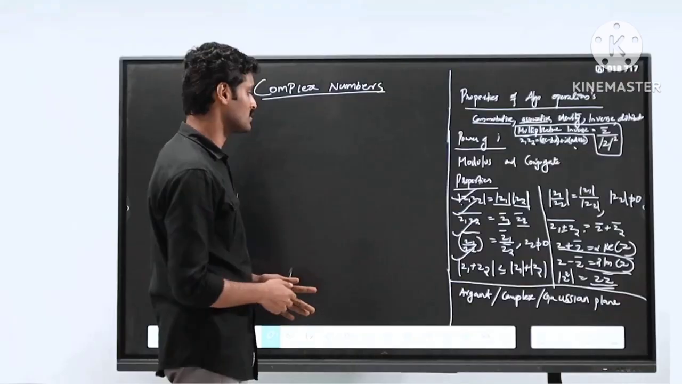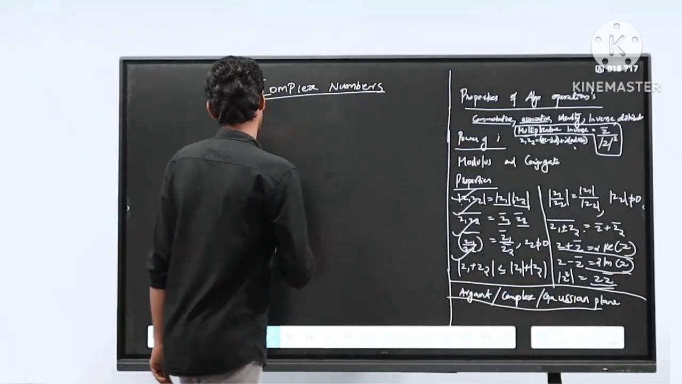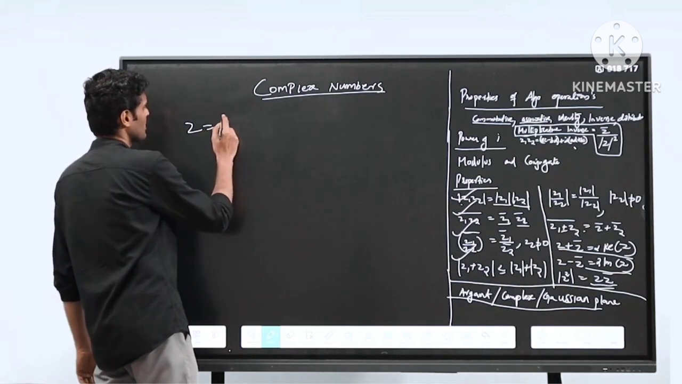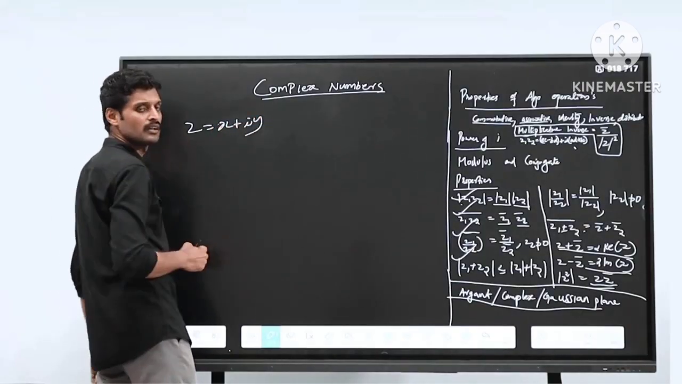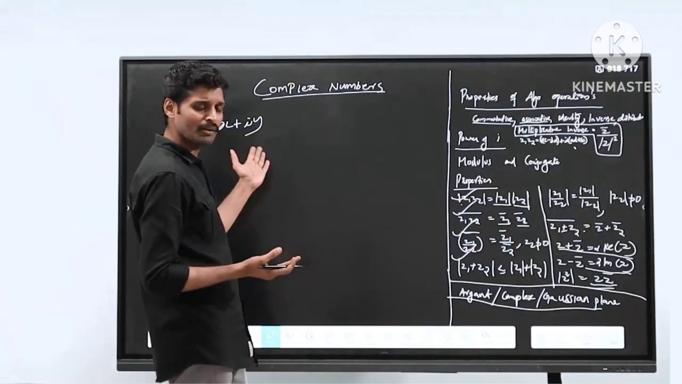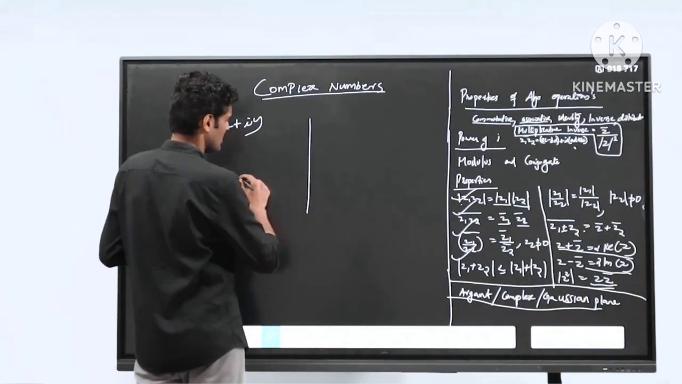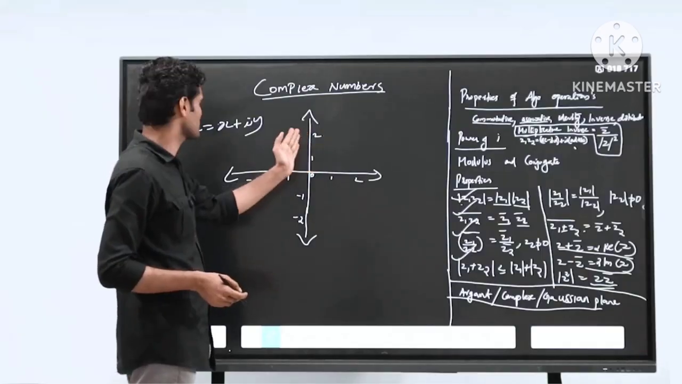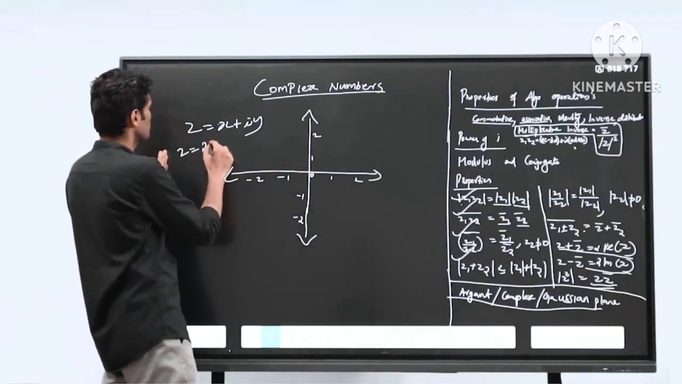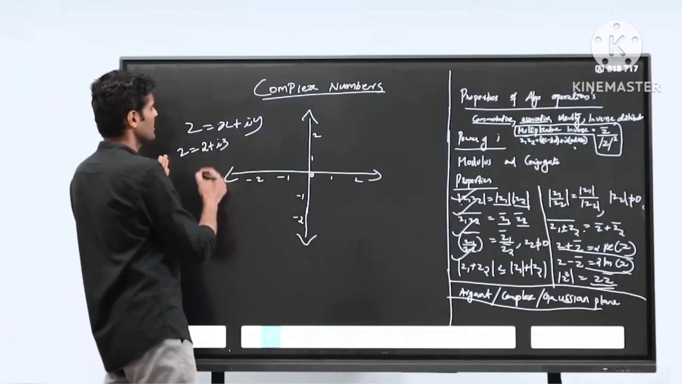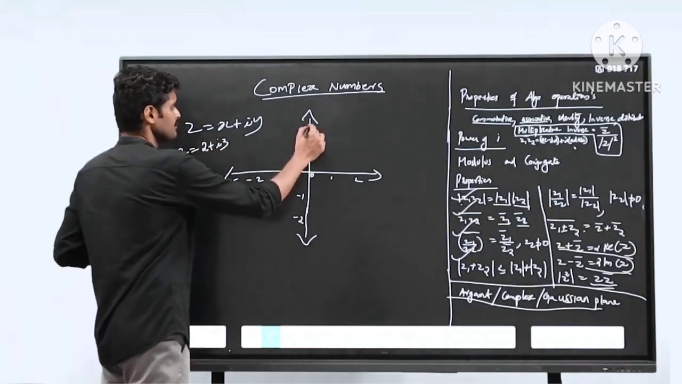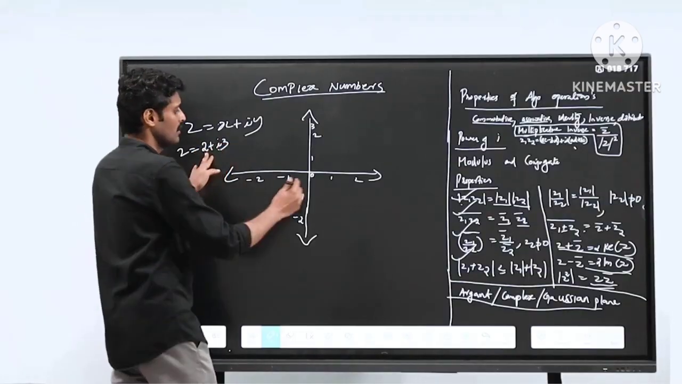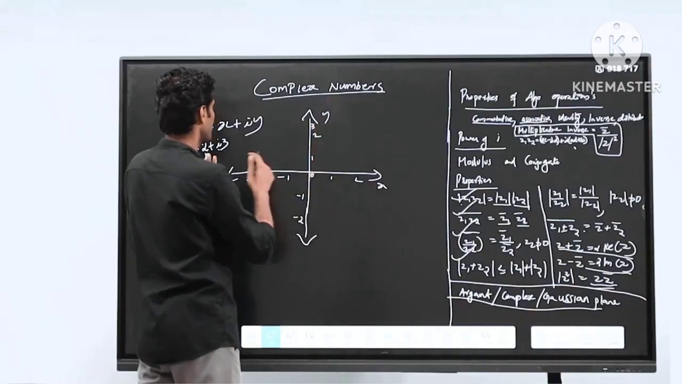So for a complex number z equal to a + ib, or maybe a complex number, for example z equal to x + iy, how are we expressing this complex number in an Argand plane? We can express in this plane a complex number like if z equal to 2 + 3i. Here we can express in x coordinate and y coordinate respectively.